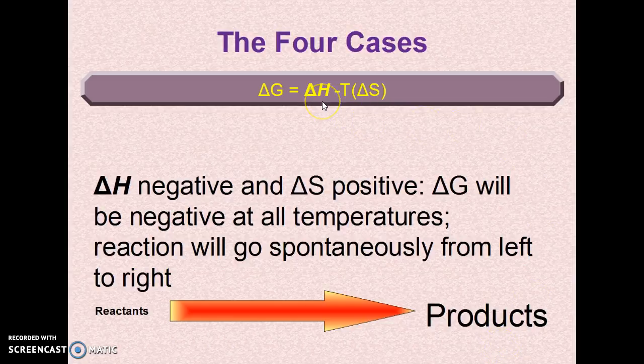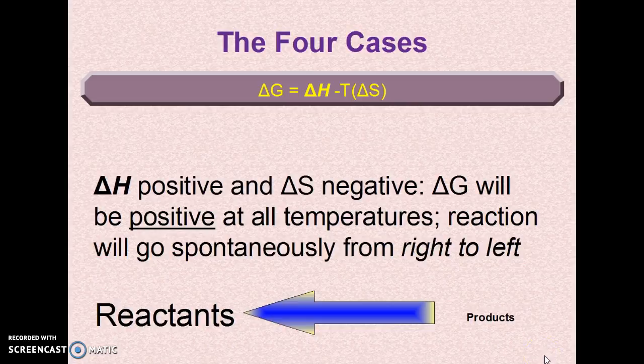If delta H is negative and delta S is positive, then both of these terms contribute negatively to delta G. Delta G then will always be negative. The reaction will be favored from left to right. And the more delta G is negative, the more favored it is, the more products you'll get. Explosions and fires have negative enthalpy changes and positive entropy changes, and so they fit in this category.